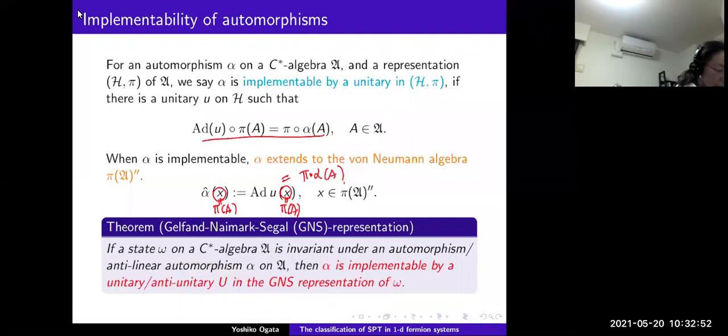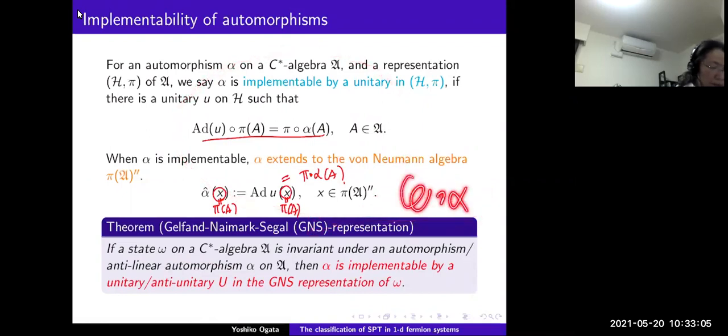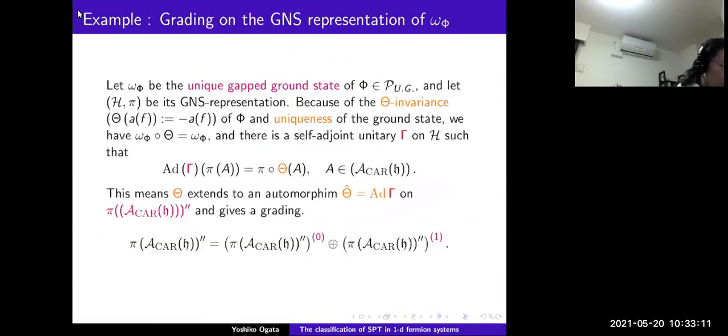So when omega alpha is equal to omega, this implementability holds. And in fact, we encounter this situation rather frequently in quantum statistical mechanics. For example, we already have that situation for our grading. So let omega phi be the unique Kaplan state of even interaction.